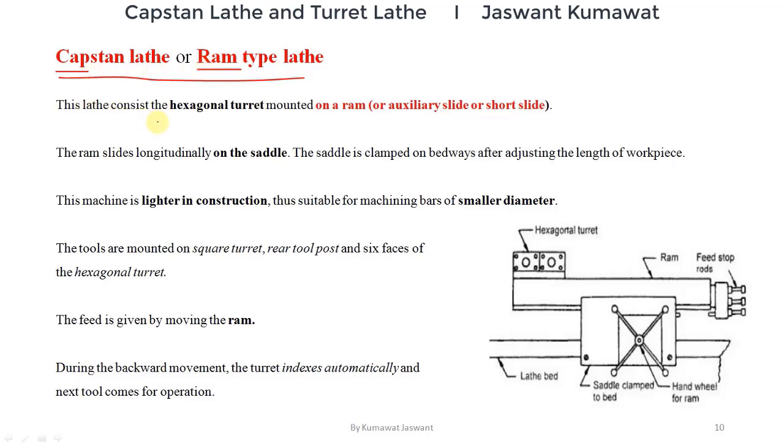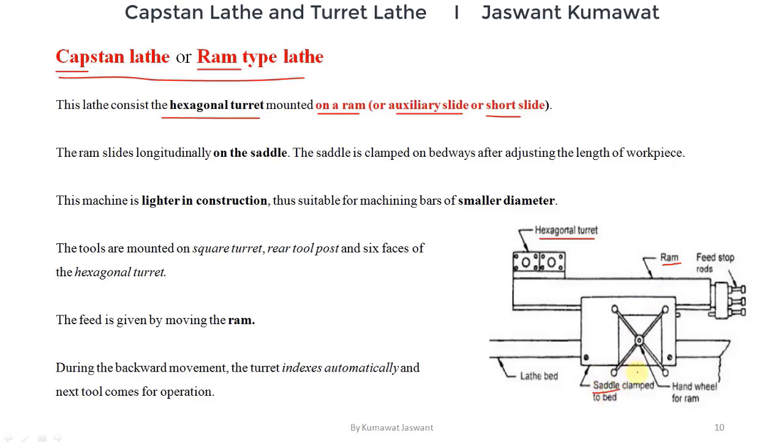This lathe consists of the hexagonal turret which is mounted on a ram. We can see here that this is a hexagonal turret. This is mounted on the ram. This ram is also known as auxiliary slide or sword slide and sometimes saddle slide. This ram is mounted on saddle.